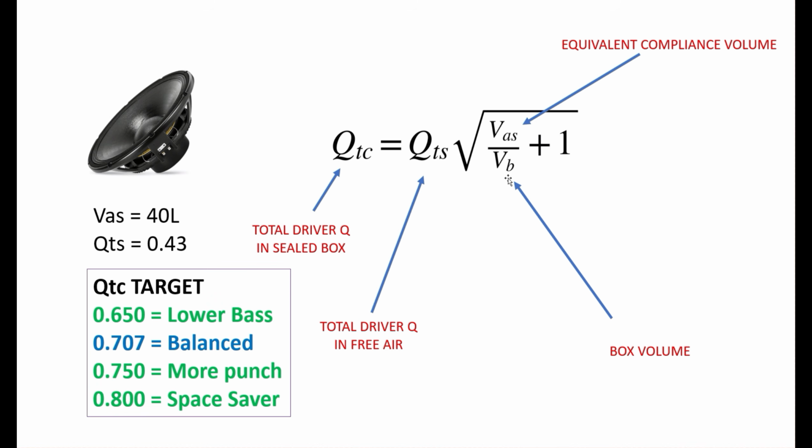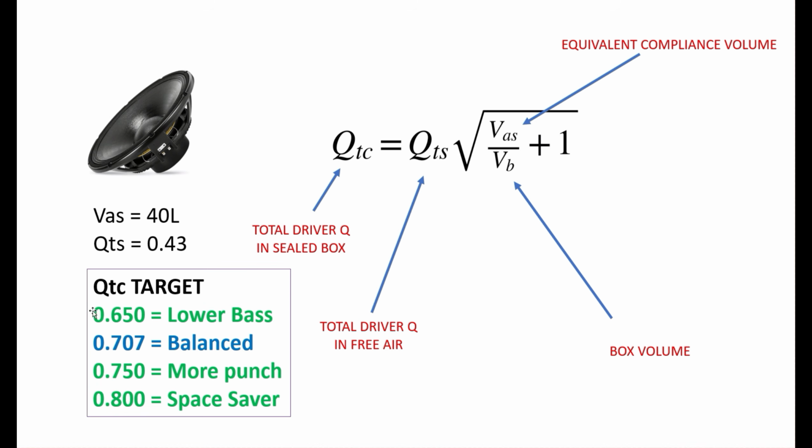And then we're going to have the box volume, right? The internal box volume, excluding the speaker, excluding any internal bracing, just the box volume in cubic feet or in litres or whatever units that you're working in. So that's all fine. What we're going to do though is actually pick a target quality or target damping level, right? So a QTC of 0.707 is balanced.